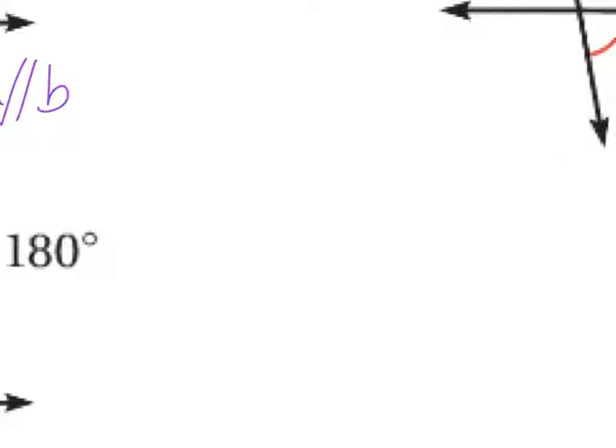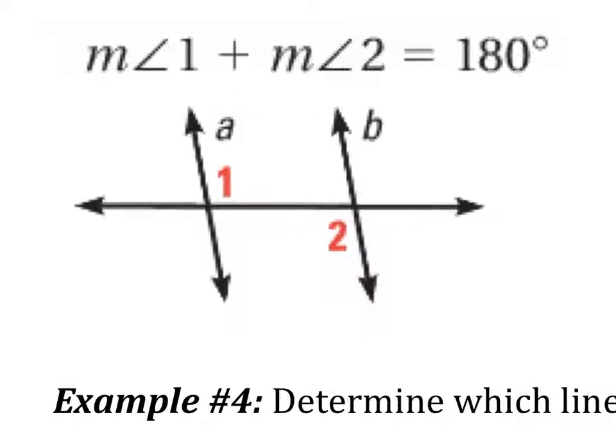So now I look at the third one down here. It says that angle 1 and angle 2 add up to be 180 degrees. What are angle 1 and angle 2 called? They are not consecutive. Alternate interior. What's supposed to happen with alternate interior? They're supposed to equal each other.